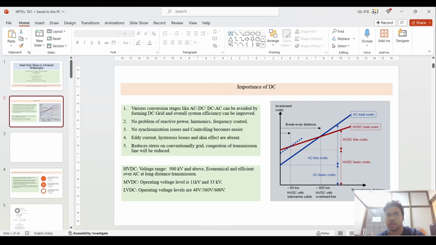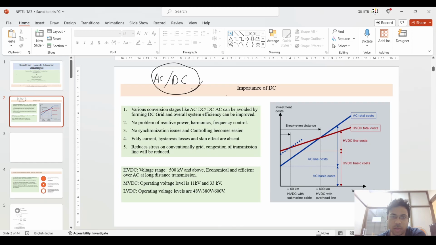Further moving to the first topic, that is the importance of DC distribution systems. There are various advantages because we have two kinds of grids, mainly the AC and DC based grid systems. There are various advantages of AC and also of DC, and we will discuss them in the further slides. And from which point is DC more economical as compared to AC?